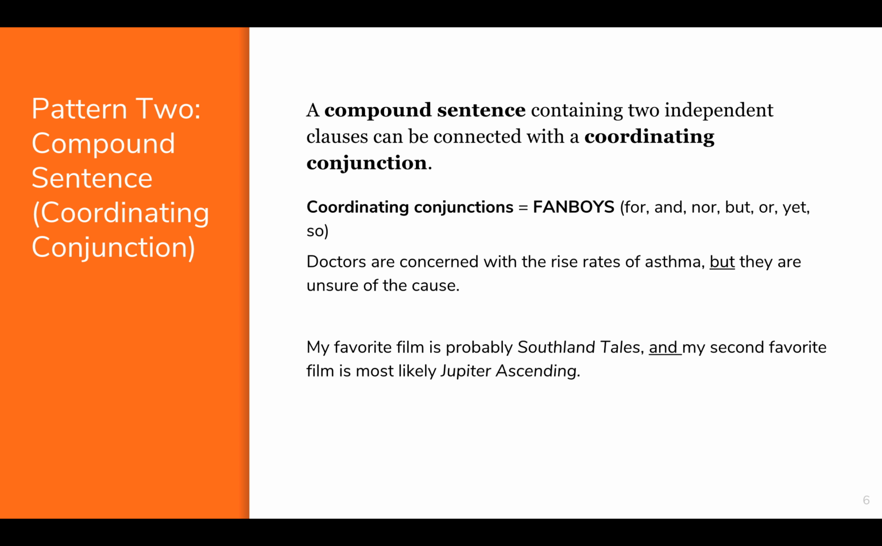So when you have an independent clause, you can put two independent clauses together by putting a coordinating conjunction between them with a comma. For instance, doctors are concerned with the rising rates of asthma, comma, but they are unsure of the cause. Or my favorite movie is probably Southland Tales, comma, and my second favorite film is most likely Jupiter Ascending. So you can see that there are two independent clauses in both of these sentences connected with a coordinating conjunction with a comma before that coordinating conjunction.